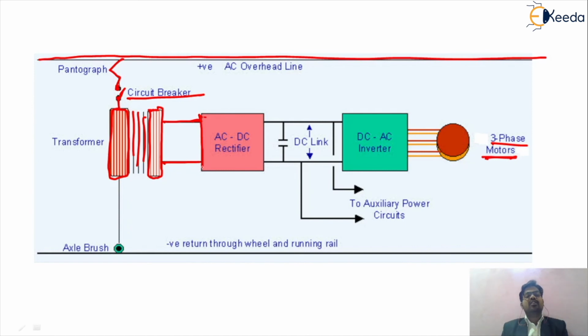Why do we use this rectifier? Because for the sake of controlling purpose we have to convert this alternating current supply into a direct current supply. Obviously this AC to DC converter will have some ripples, so sometimes we use a filter circuit for smoothing this particular DC supply.